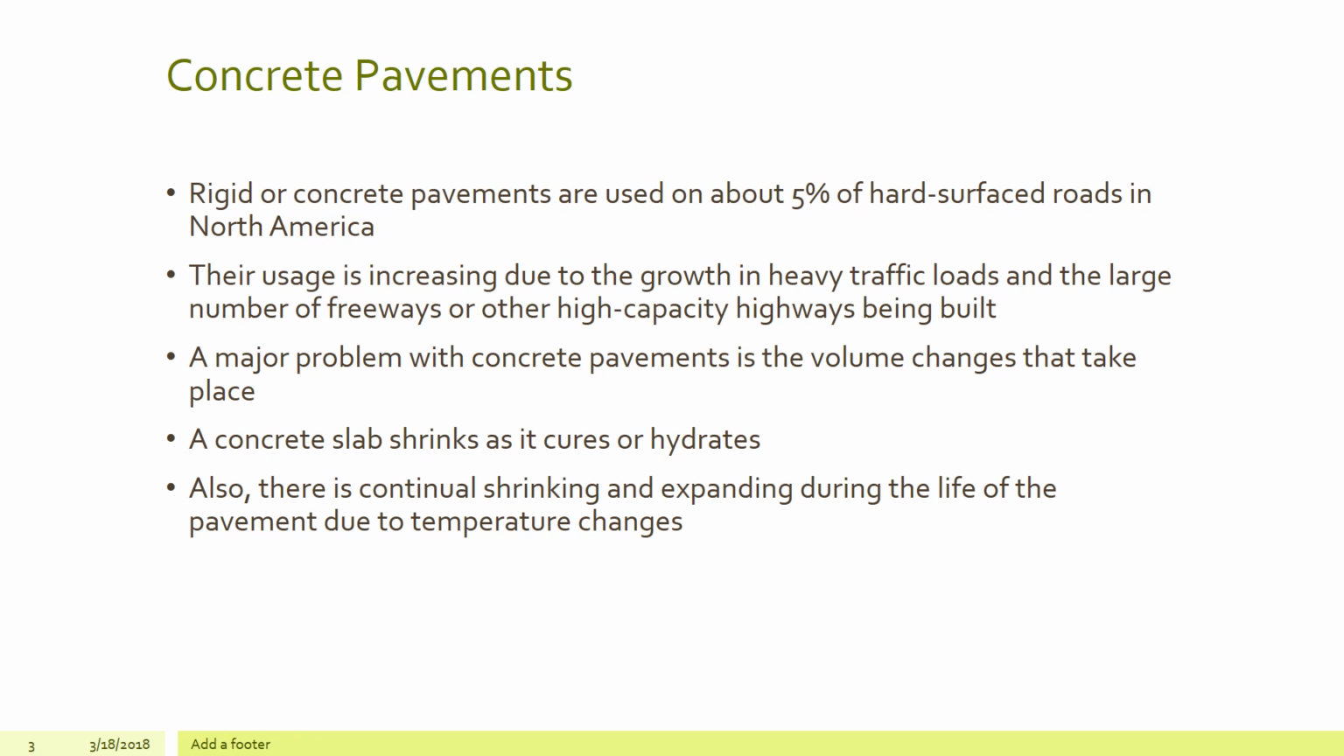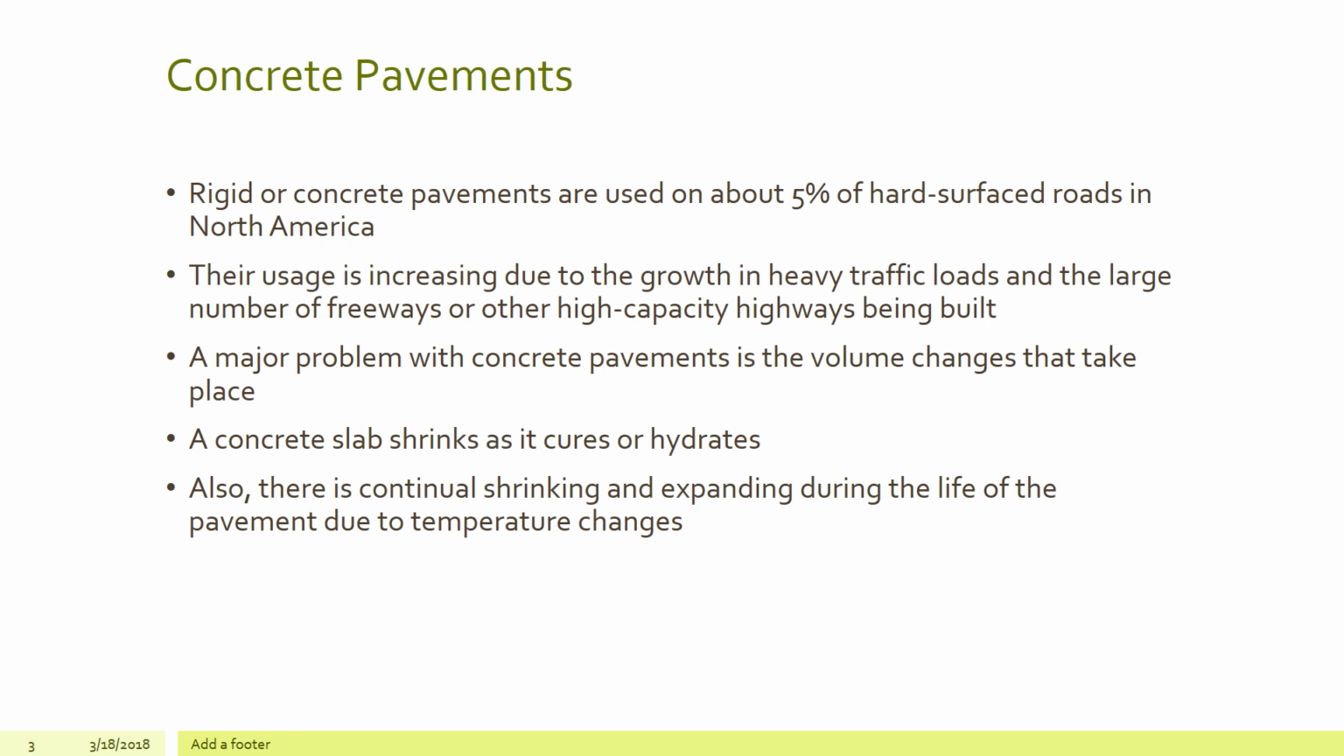Rigid or concrete pavements are used on about 5% of hard surface roads in North America. And if you look back in the 30s and the 40s, concrete was the main road surface that they used before asphalt pavement came into play. Their usage is increasing due to the growth in highway traffic loads and the large number of freeways or other high capacity highways being built in North America.